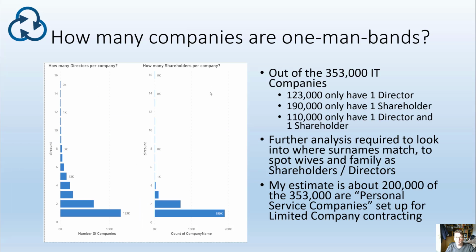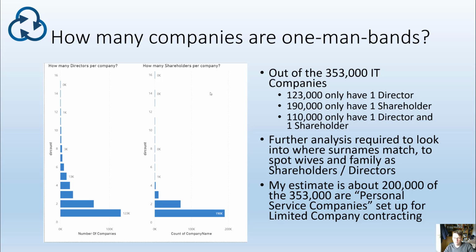Now, I talked about one-man bands. Looking at the data, it's quite interesting to try and ascertain what is the definition of a one-man band. And I'm using a colloquial term here to represent someone who started a limited company to be a contractor, and trying to understand how best to weed those out of my data. Of the 353,000 IT companies I previously mentioned, 123,000 have got one director, 190,000 have got one shareholder. And I did a bit of analysis, 110,000 of those have got one director and one shareholder, which is the minimum amount you need for ownership of a company in the UK.